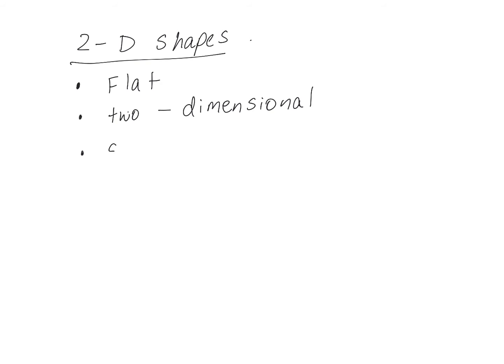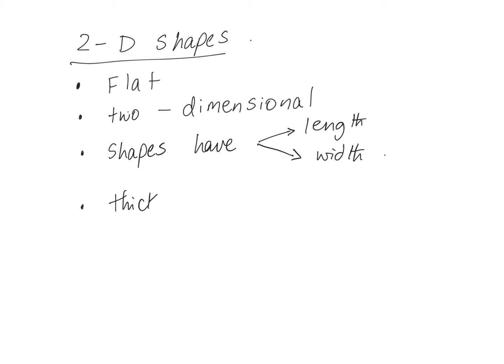So the shapes have length and width. There's no thickness. If we include thickness, then it becomes volume. Okay, so there are terms we use called polygons.